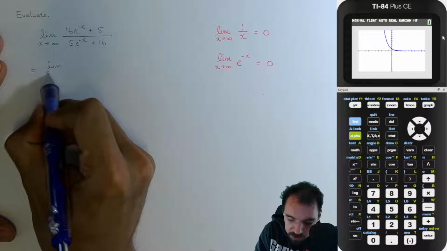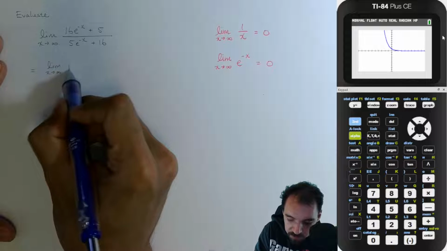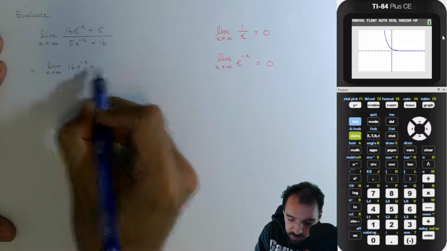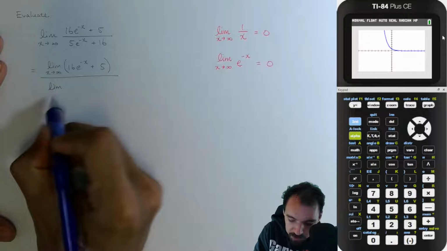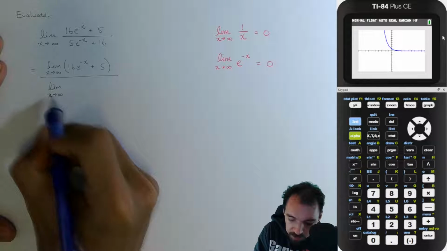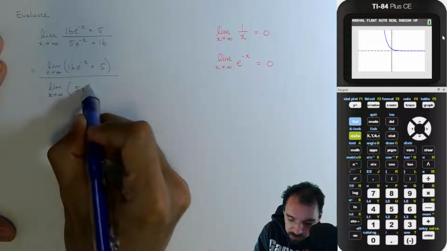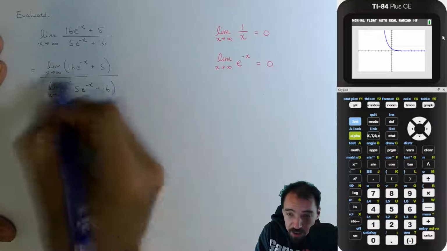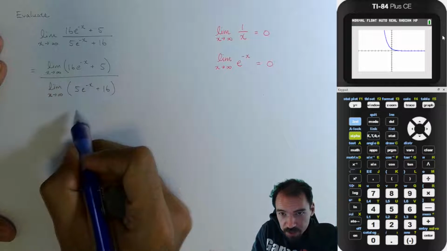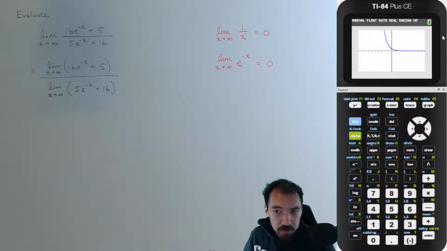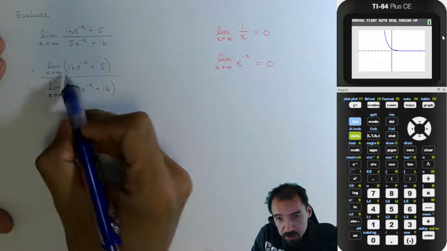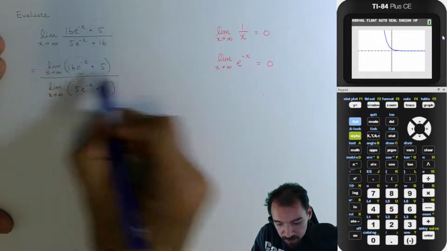The limit as x approaches infinity of 16e to the minus x plus 5, all over the limit as x approaches infinity of 5e to the negative x plus 16. As long as the numerator limit exists and the denominator limit exists and the denominator limit is not 0, this is okay. Well, then we can split this into the limit of that thing and the limit of that thing.